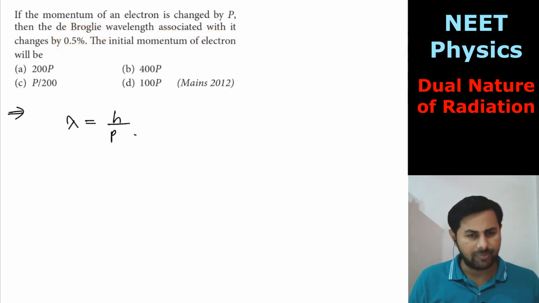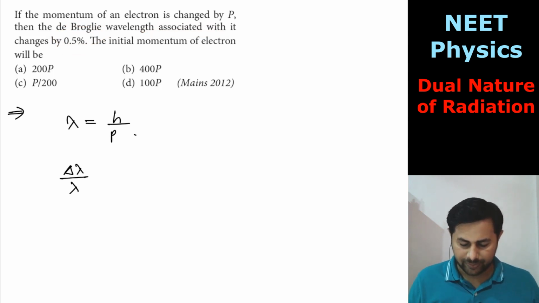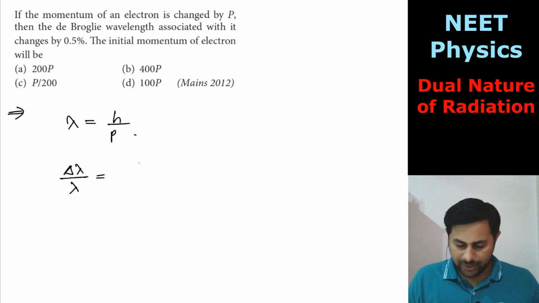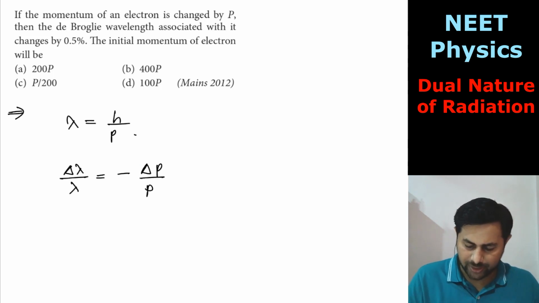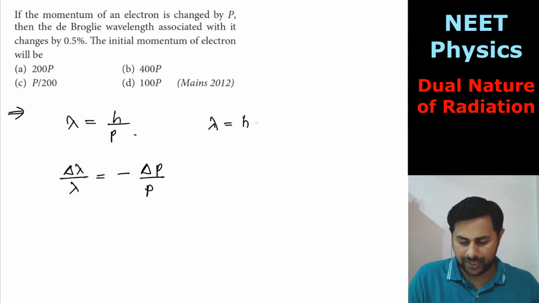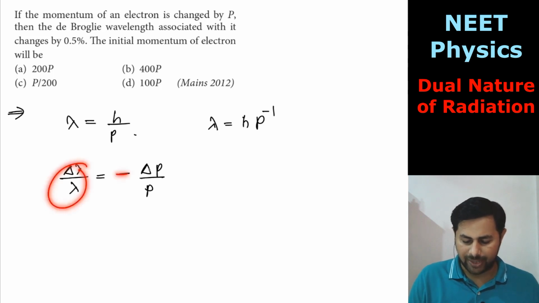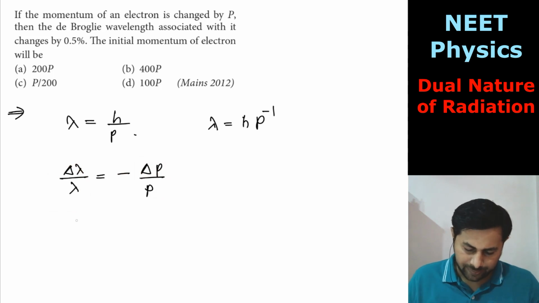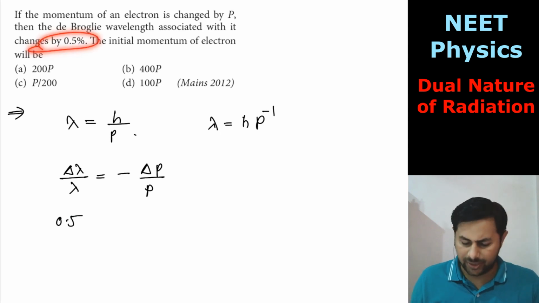So here you can make use of again the first chapter, the delta lambda by lambda, right? Delta lambda by lambda is equal to what? It is equal to minus of delta p by p, because lambda is equal to some constant, that is h times p raised to minus 1, and that's why delta lambda by lambda is equal to minus of delta p by p, right? But then this change is 0.5%, so they are not saying increasing, decreasing, they are just saying that wavelength changes by 0.5%.